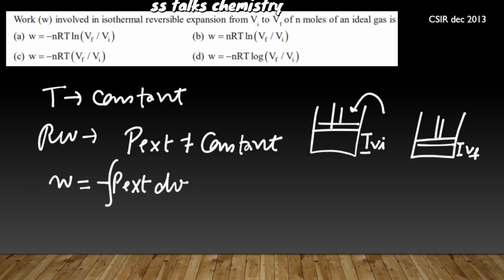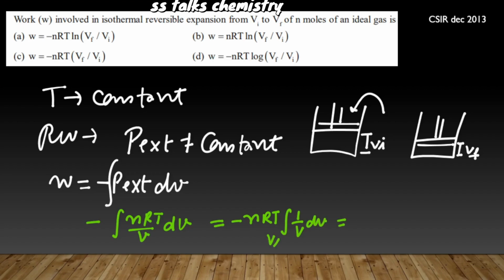Now here, P external we can write as nRT upon V into dV. Now nRT, because n is the number of moles, which is going to be constant, and T is the temperature, which is under isothermal conditions, so this is going to be 1 by V into dV. Limits are from V initial to V final.